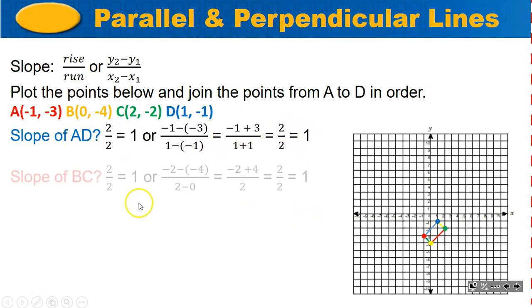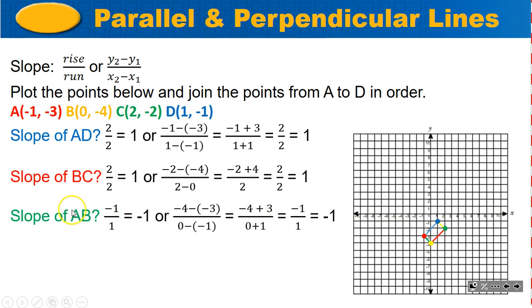The next one asks us to find the slope of BC. Now BC is yellow and green. So we're going to go from yellow to green here again. So I'm counting 1, 2 up, that's our rise. 1, 2 right, that's our run. So 2 over 2 is equal to 1 again. Once again, I could use our slope formula. Doesn't give us a different answer.